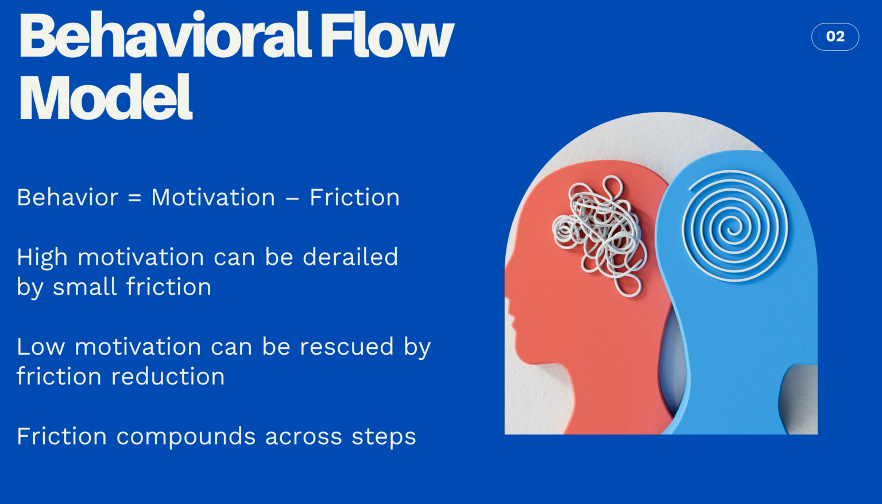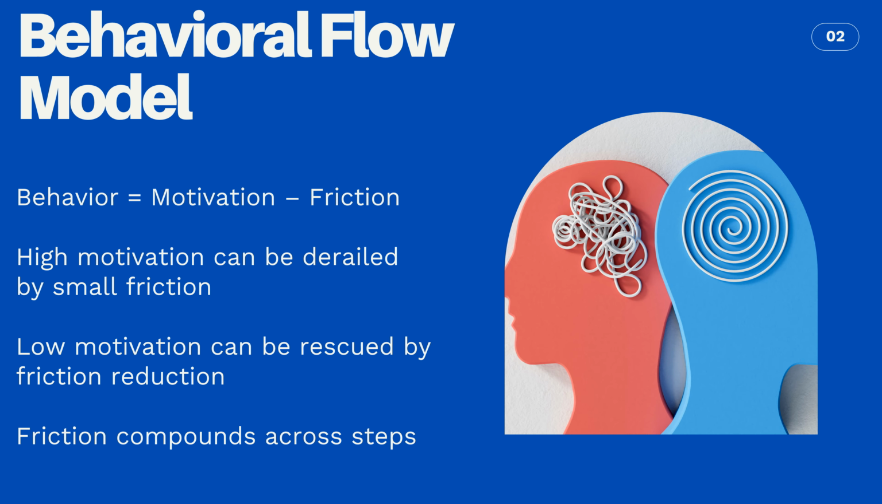A helpful way to conceptualize friction is through a behavioral equation: behavior equals motivation minus friction. This echoes both Fogg's behavior model and Lewin's field theory, which frame behavior as the result of driving and restraining forces. Motivation pushes people toward action. Friction pulls them away. And what decades of research show is that friction often outweighs motivation.